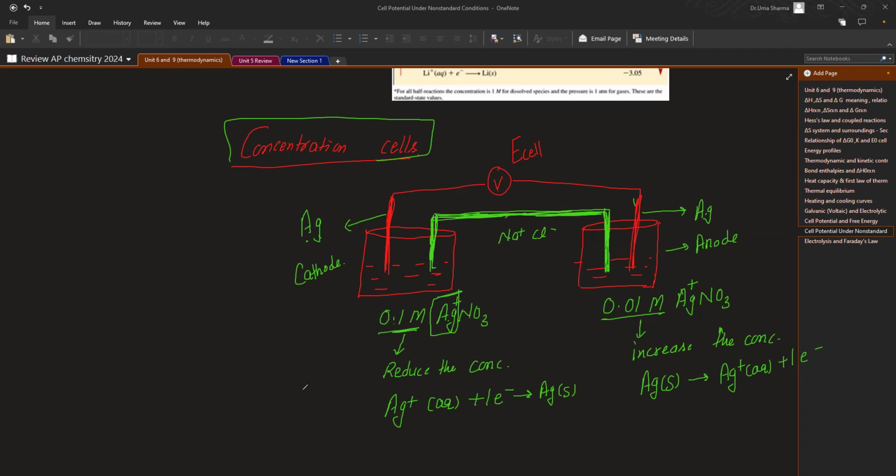Okay. Now this is a non-standard condition. You see, I have given you different concentrations. The concentration is not 1 molar, it is 0.1 molar here. So I'm going to use E cell is equal to E naught cell minus 0.0591 over n log Q.